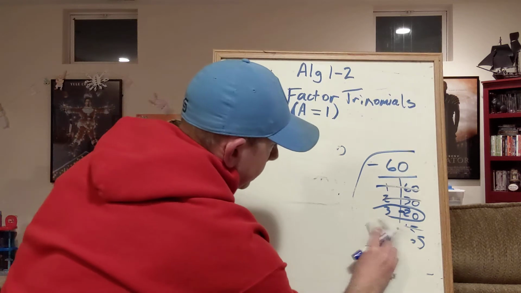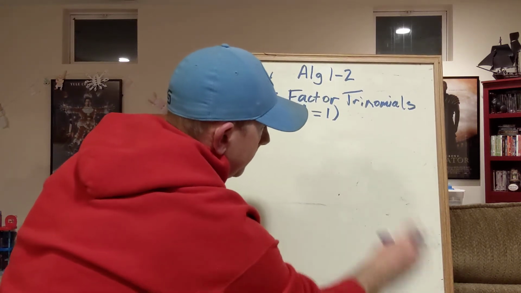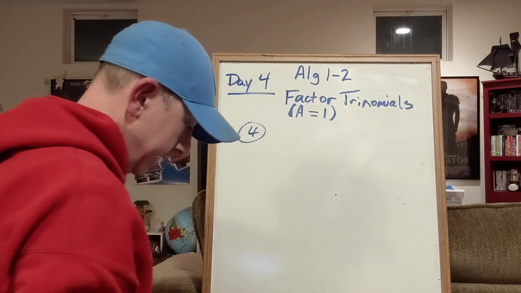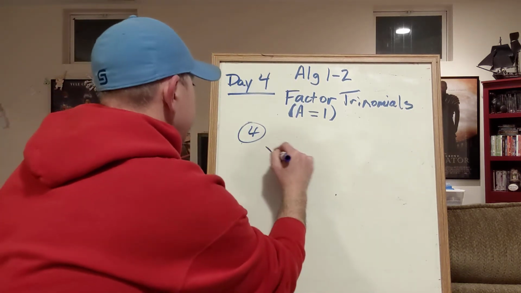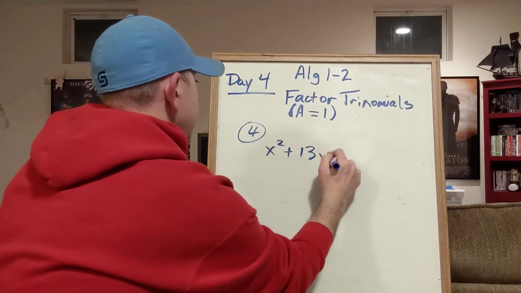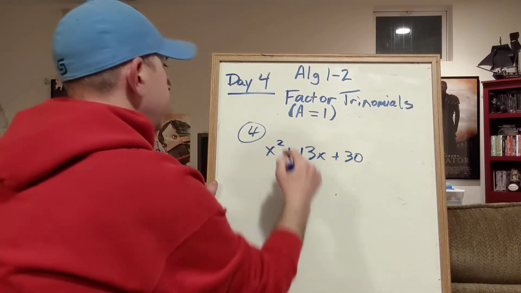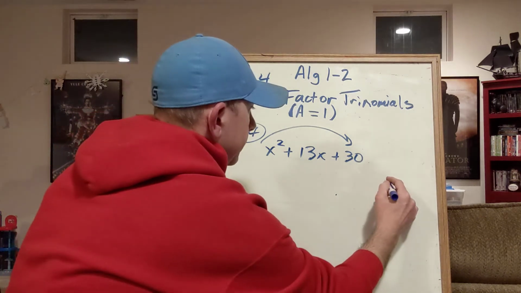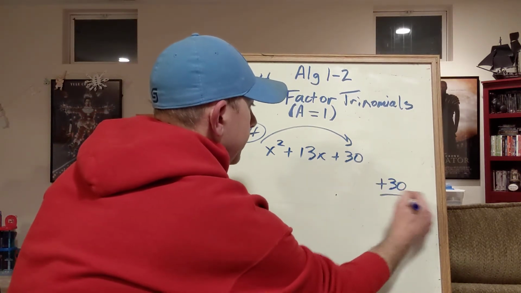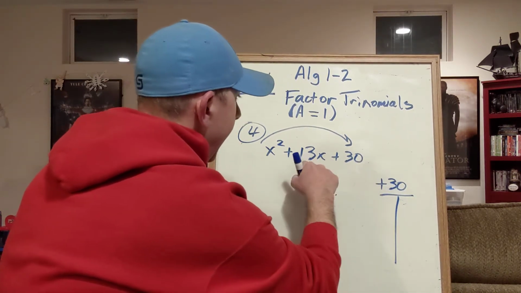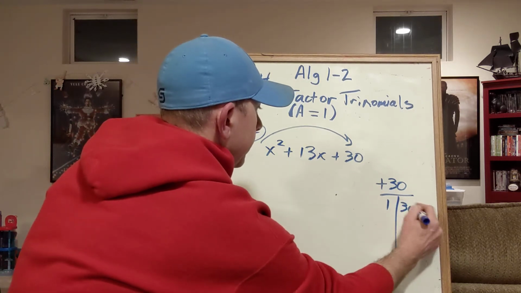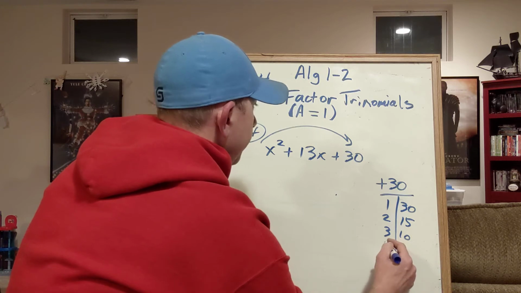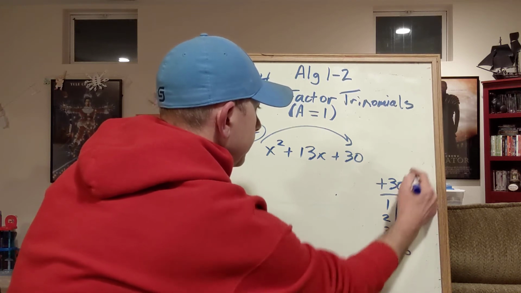Okay, moving right along. Number 4, x squared plus 13x plus 30. All right, once again, we multiply a times c. I like to draw the arrow so I don't forget. And so the students don't forget, we got a positive 30 this time. So that means we want things that add to 13. You got 1 and 30. 2 works with 15. 3 and 10 works. 4 doesn't work. 5 and 6.